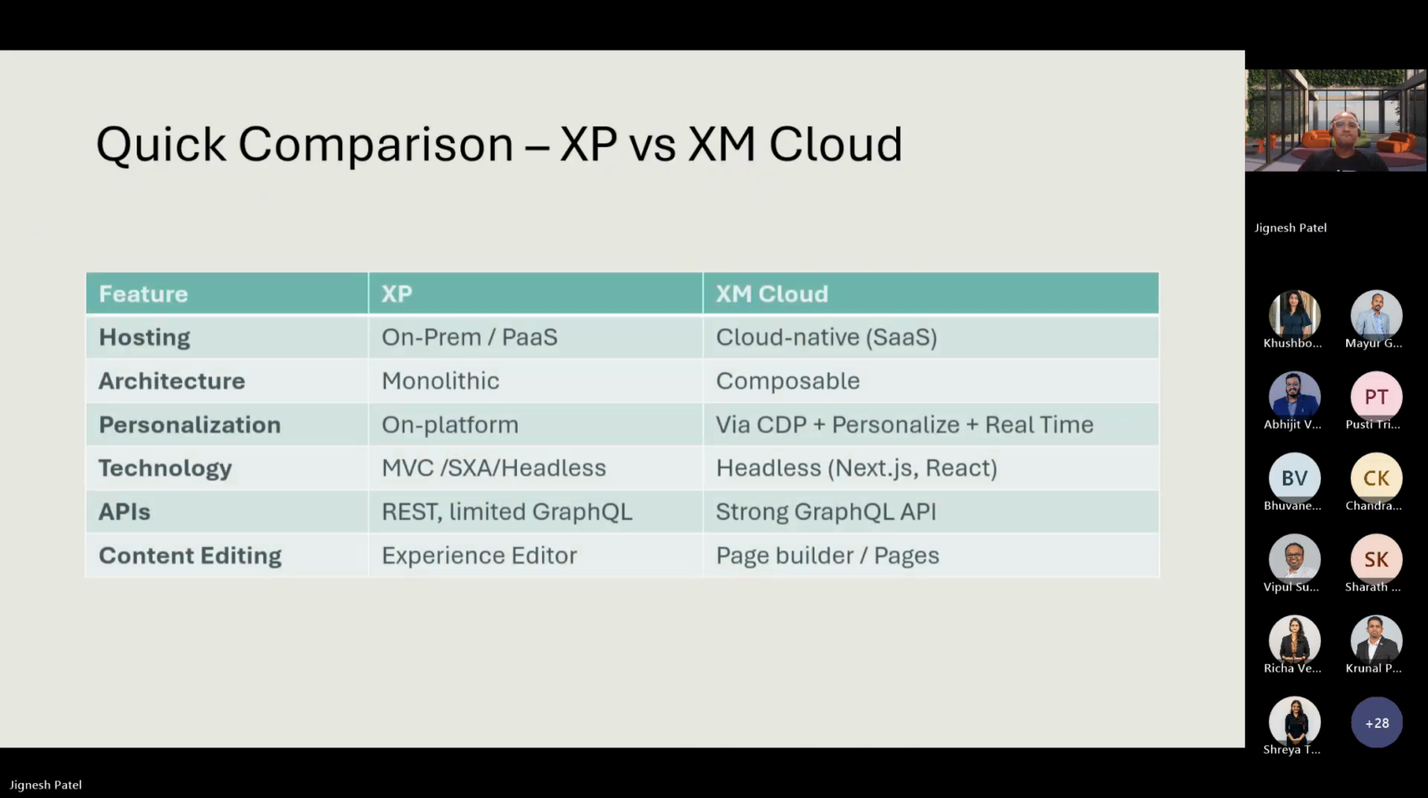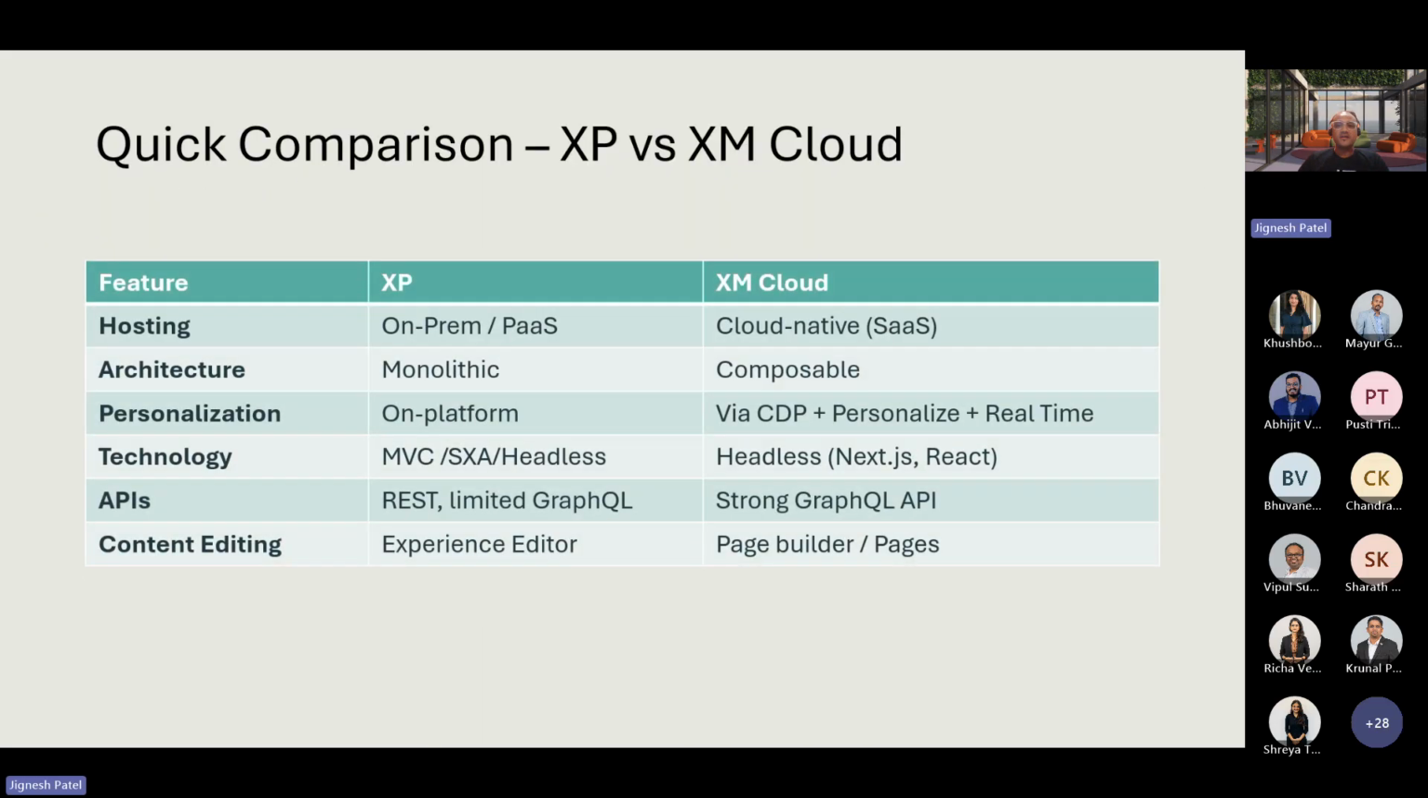So this is the common difference between XP and XM. As you can see, on the left side you will see the features, and on the right side the comparison of XP and XM Cloud. Hosting is on premises in XP, and here it is cloud native or SaaS. Architecture is monolithic in XP and in XM Cloud it is composable. Personalization in XP was on platform, and here in XM Cloud it is via CDP, personalized and real time. This is provided by XM Cloud itself.